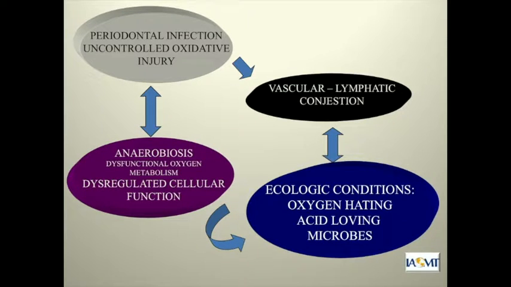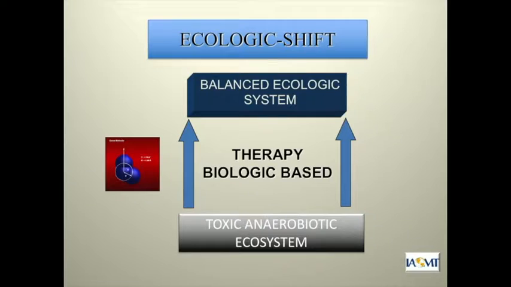So when you see periodontal infection, it really becomes uncontrolled oxidative injury. We typically see vascular and lymphatic congestion. The tissue is congested and dysregulated, information can't get in, the matrix cells are collapsing down, and the ecology is shifting. The ecology is becoming worse, more acid and oxygen-hating, and the microbes are pleomorphically changing to perpetuate that system. So our job is really to shift that system, to change it, with biologically based therapeutics.